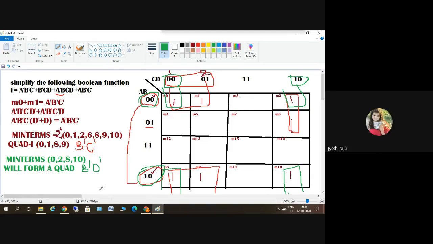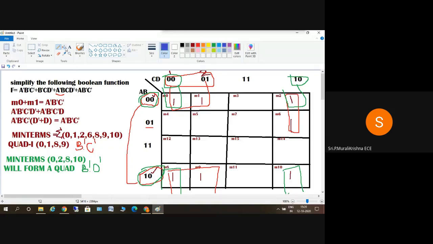Yes, sir. These edges. What are the edges we'll be having? So those four terms can also form a quad. Okay. Those four terms can also form a quad. So that you have to remember.